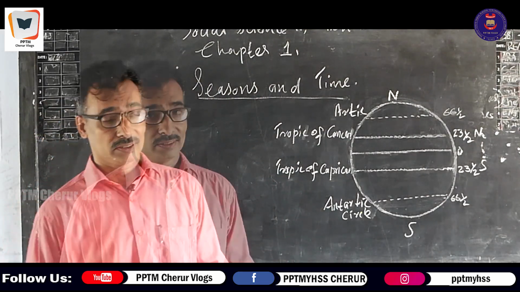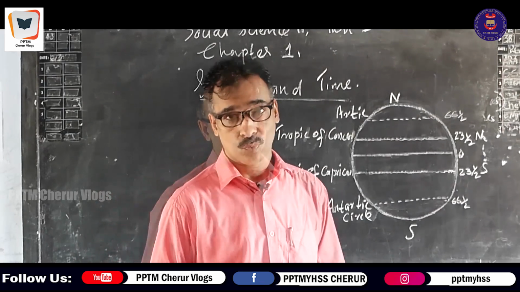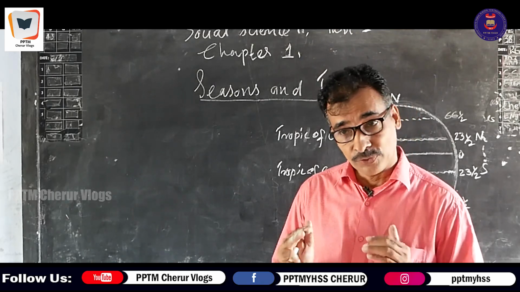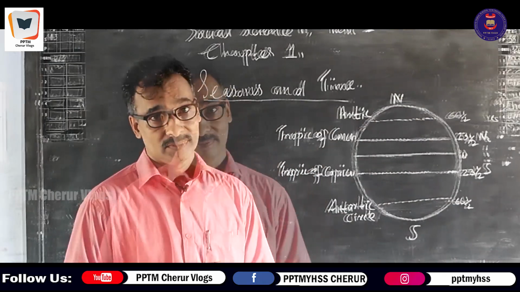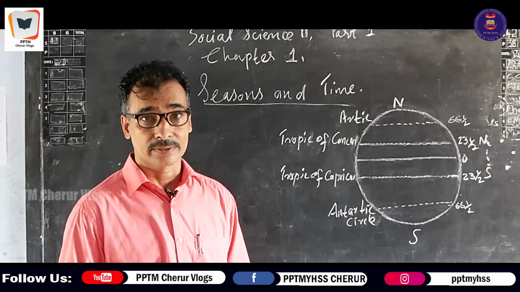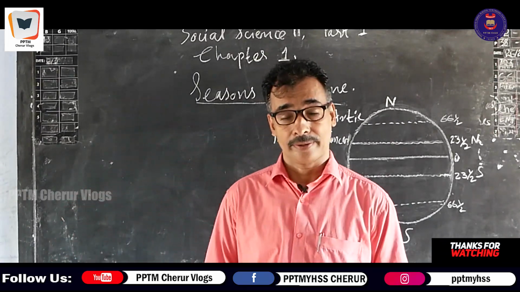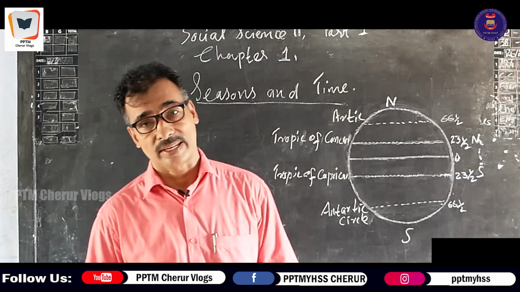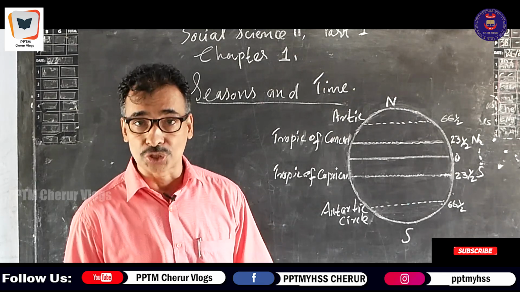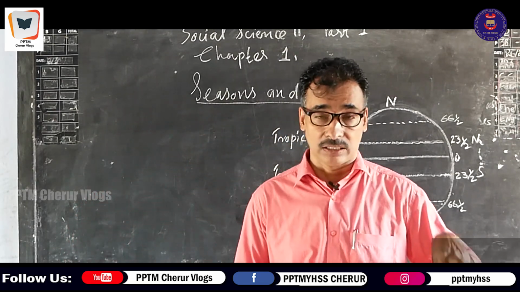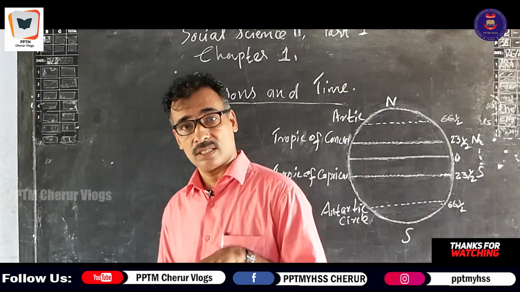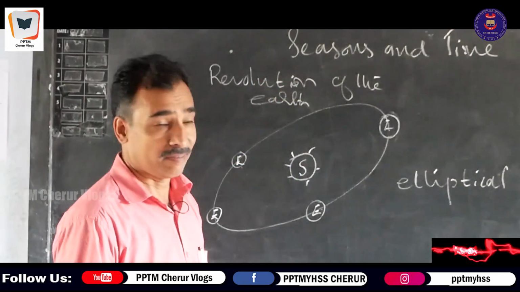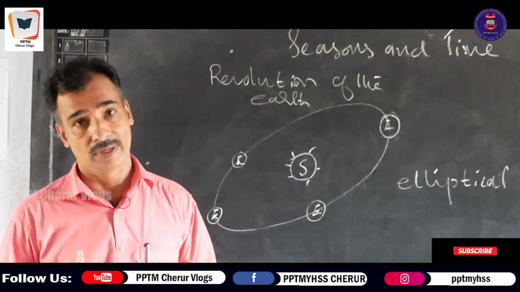Regarding revolution, you studied in your lower classes. What actually does revolution mean? Could you try? Yes, that refers to the movement of the earth. The earth revolves around the sun in an elliptical orbit, and we know that it takes 365 days to complete one revolution. This revolution of the earth is one of the major causes for the seasonal changes that occur all over the world.